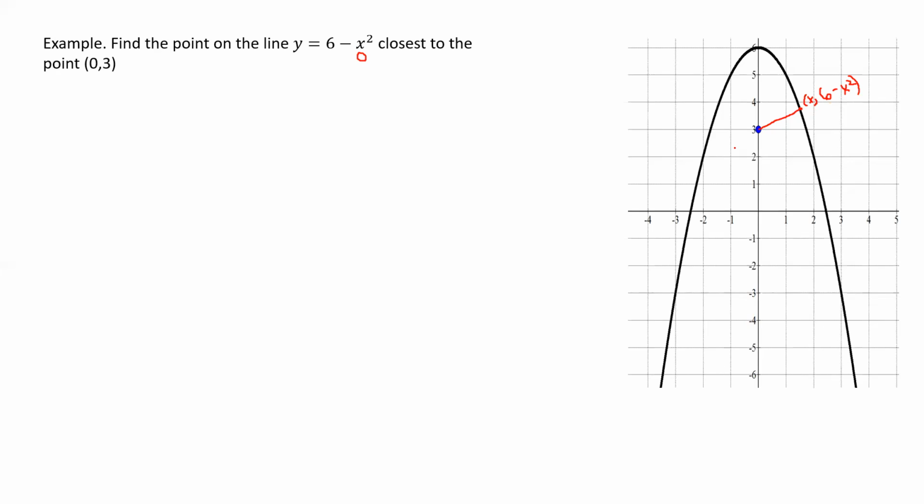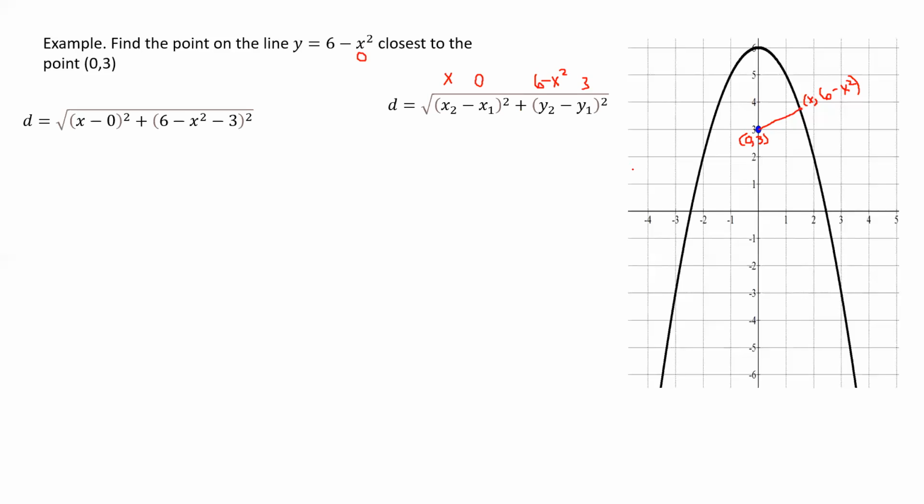Now, how do you find the point that's closest? That means you want the shortest possible distance, and we have a formula for the distance between two points. x2, y2 is one of your points, and I'm going to make it my point x and 6 minus x squared. x1, y1 is the other point, which is (0, 3). So we'll put 0 in for x1 and 3 in for y1. That gives us the following equation.